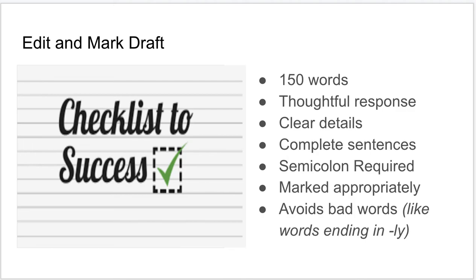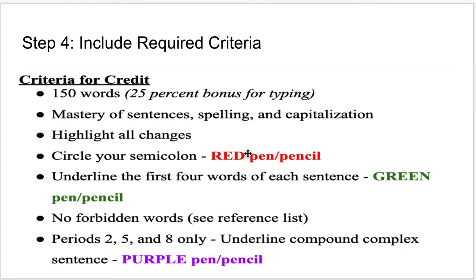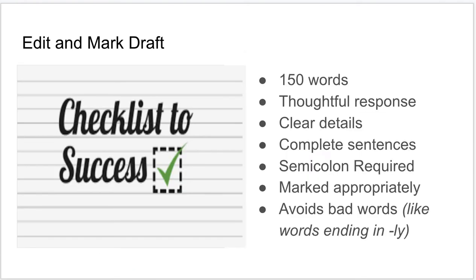Did you write a thoughtful response? Do you show clear details? Have you written in complete sentences? Did you correctly use a semicolon? Is it marked appropriately according to the color code here, the red, the green, and if you're in periods 2, 5, 8, the purple? Did you avoid words on the bad word list? Okay, so you want to make sure you do that.